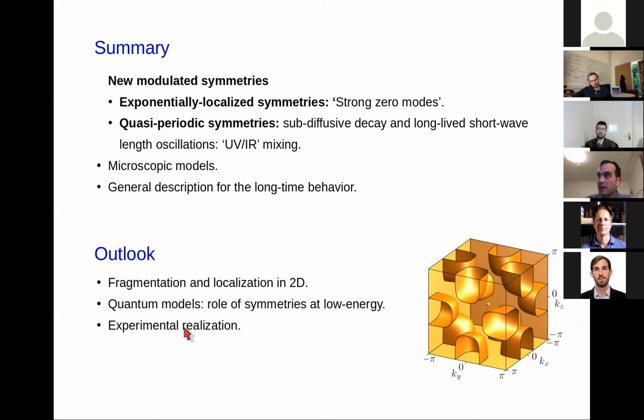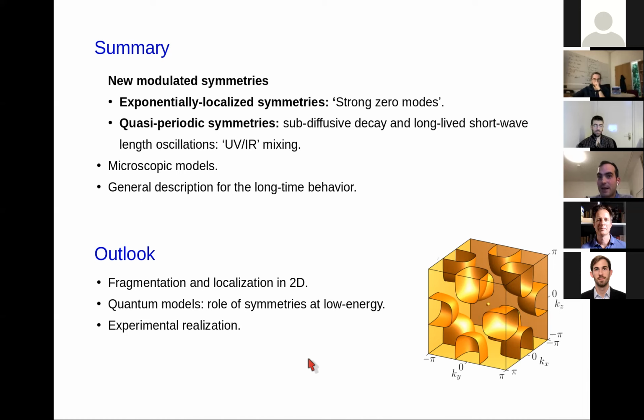And as an outlook, some parts we already started, but they are not really there. It will be interesting to understand the fragmentation, or in other words the reducibility, of these 1D systems for exponential and quasi-periodic symmetries, and perhaps try to show whether they also lead to this localization in 2D. And it would also be really interesting to understand what is the role of these symmetries in the corresponding quantum models. So what is the role of the symmetry at low energy, with all these infinitely many zero modes?